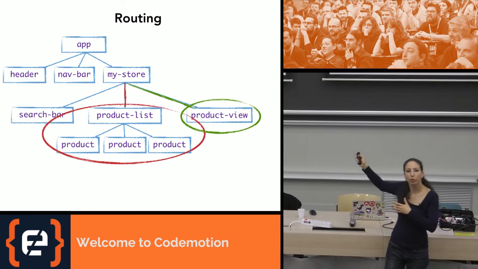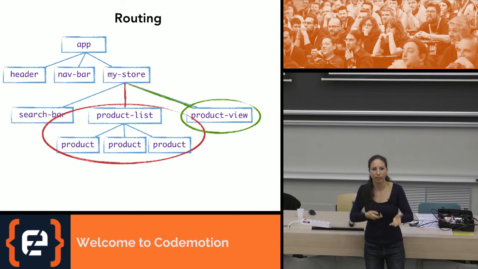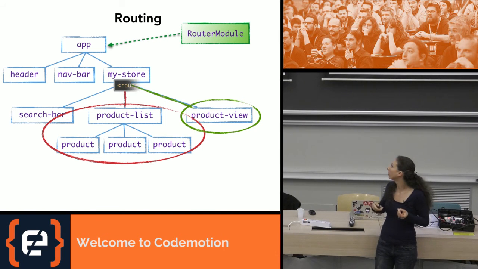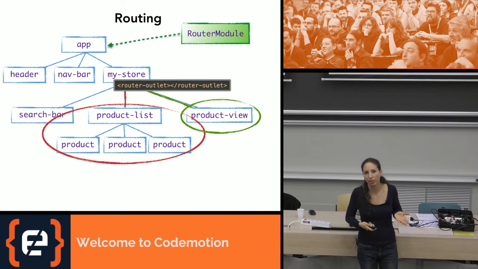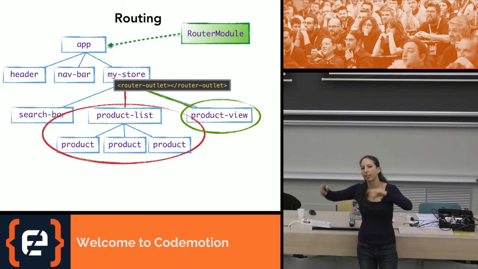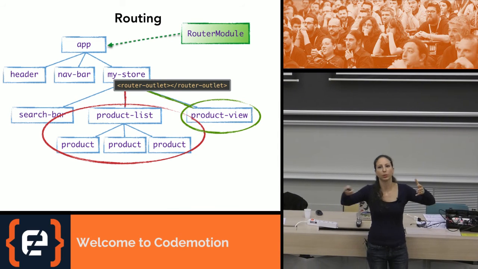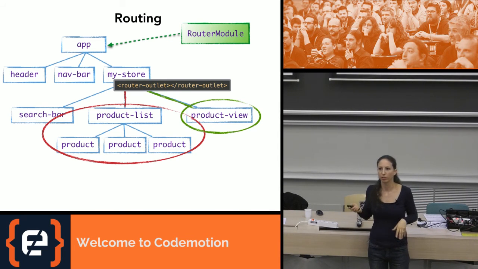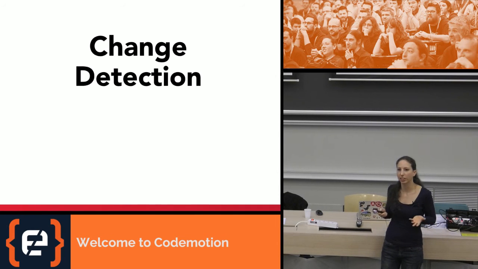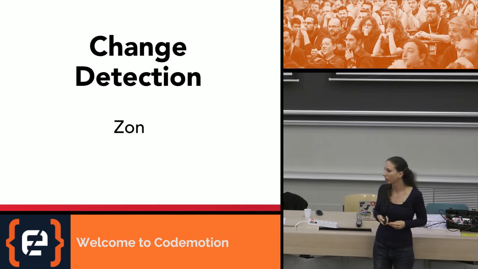So these are the two routes with the components that you route to. And you need to use the router module as a dependency in your application. And you use the router outlet in the component, which will switch the view that you want to go to. Okay, so change detection is really, really great in Angular 2.